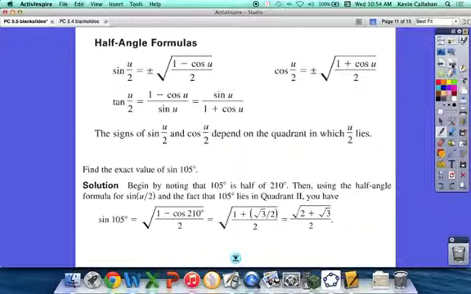Now notice, because there was a plus or minus on this, you've got to pick which one to use. Since 105 is in quadrant 2, sine is positive there. So you would definitely use the plus instead of the minus. And this gives you a kind of odd answer, right? Because the cosine of 210 is negative root 3 over 2, now you've got square roots inside of square roots, which doesn't happen very often. But if you're going to make it exact, that's what it would look like.